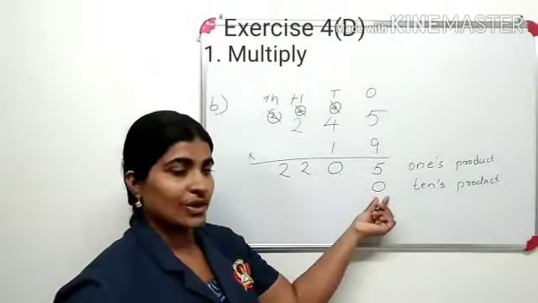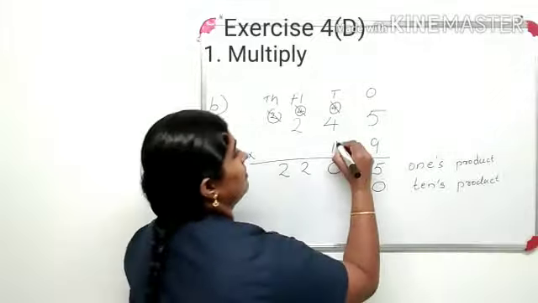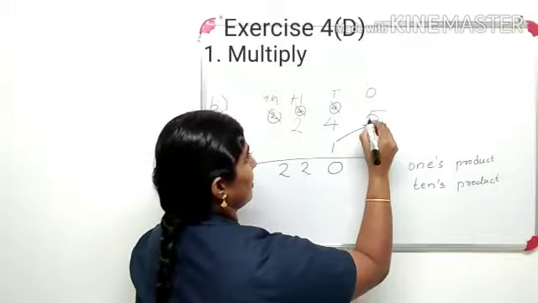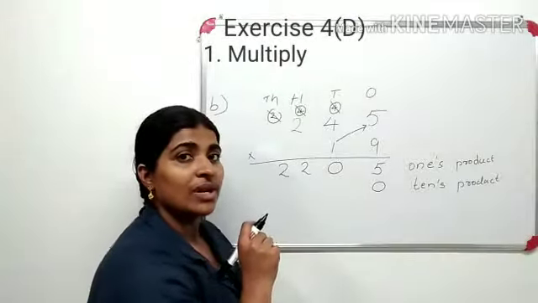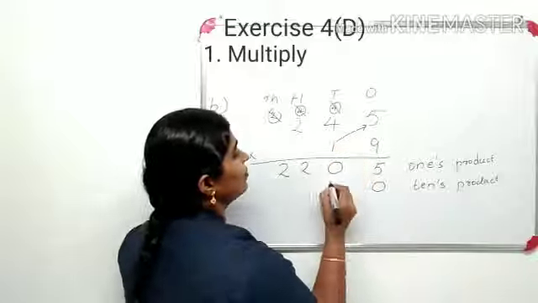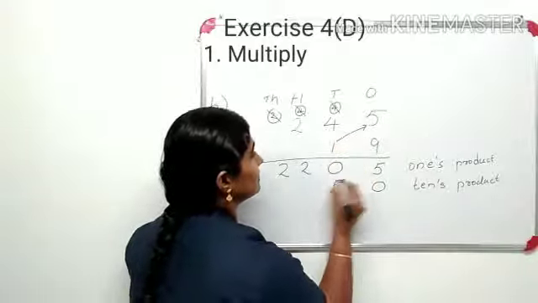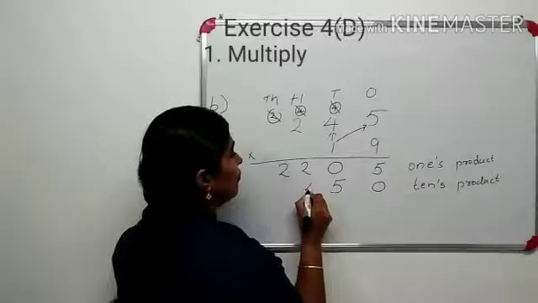Write 0 in the ones place. Then we start our multiplication. We multiply 1 with 5. Here we use the table of 1. When we multiply a number by 1, we get the same number. So 5 ones are 5 in tens place. Then 4 ones are 4.